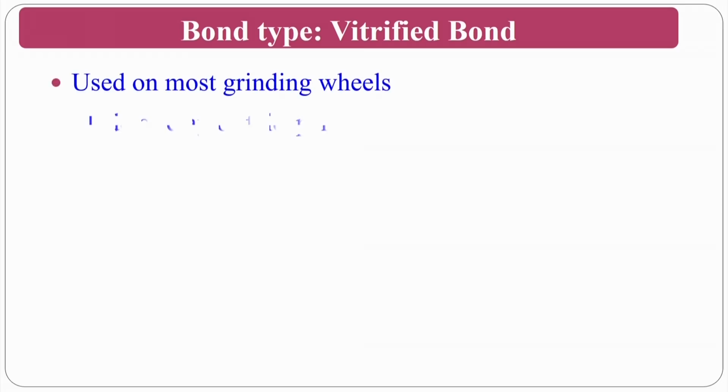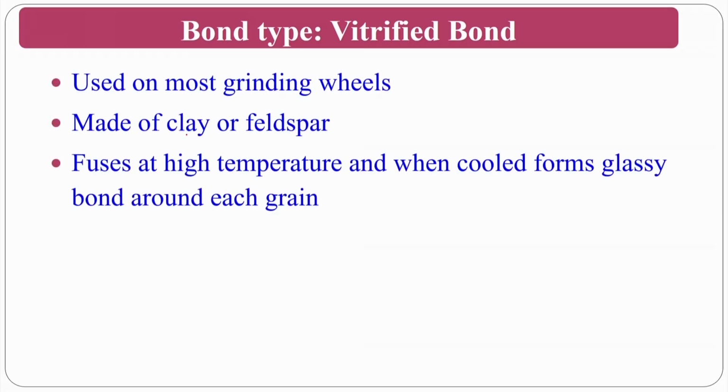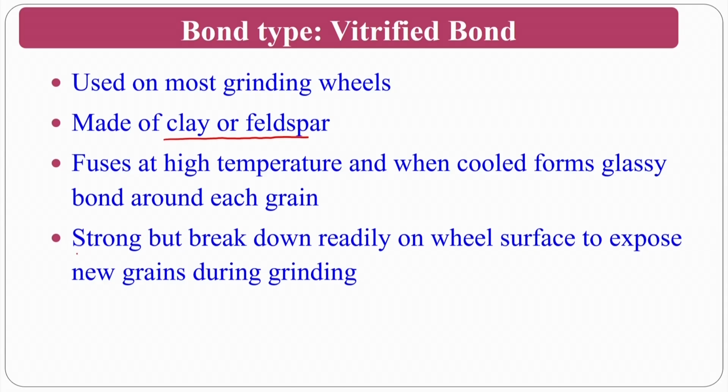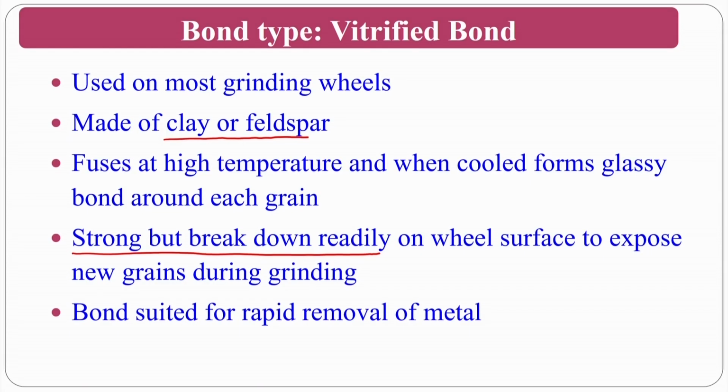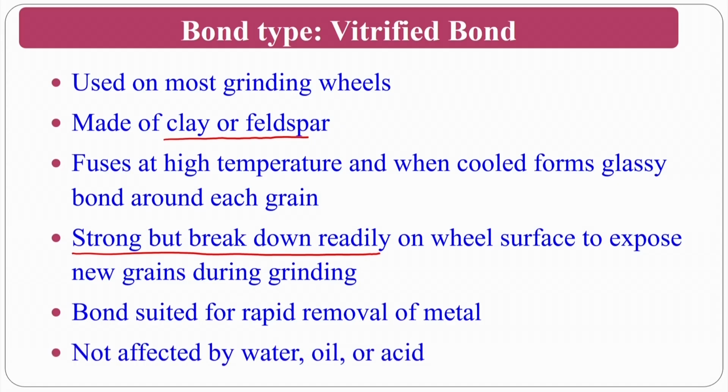Bonding. The common bonding that you can see is the vitrified bond. Normally, clay or feldspar is used, and as I already explained, you make the clay, then add the additives, then add the abrasive particles, then fire it. Then it is strong but breaks down readily when the speeds are high. Since clay is a low strength material, it has the ability to fail if you use it for extreme conditions. Okay. The bond is suited for rapid removal of material and is not affected by oil, water or similar fluids. The only problem with this one is the strength may not be very high. So, you should not go for high depths of cut or very high speeds and other things.